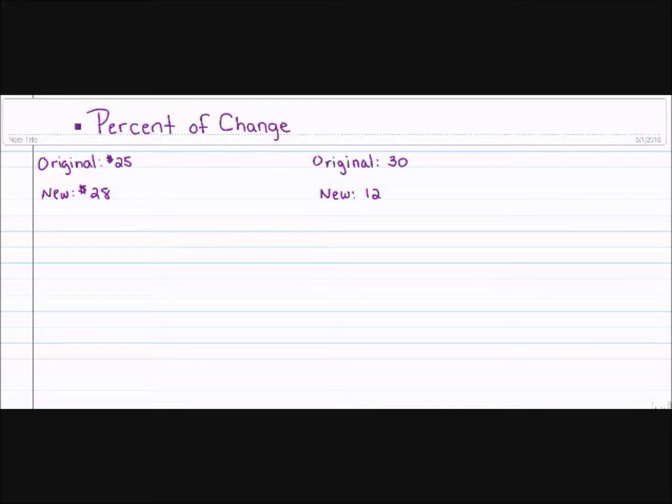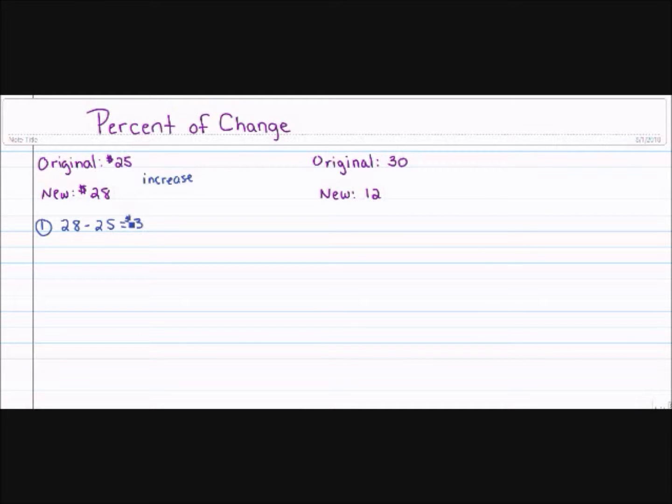Step 1. When finding the percent of change, you have to find the amount it either increased or decreased by. If the original amount is $25 and the new amount is $28, then the amount went up, so therefore it's an increase. To find out how much it increased by, we say 28 minus 25 equals 3. So it increased by $3.